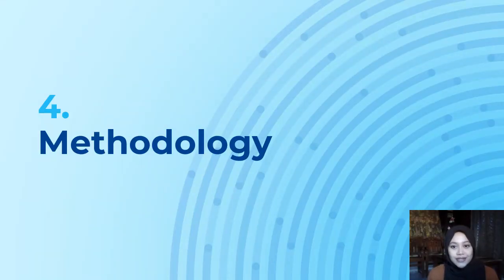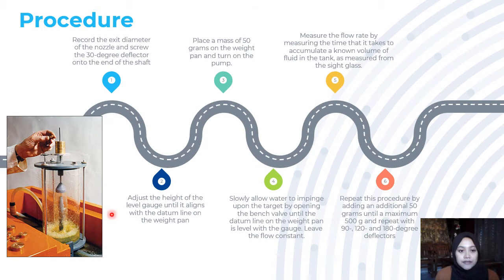Now let's see the methodology. The first step is to record the exit diameter of the nozzle, then screw in the 30-degree deflector, and adjust the height of the level gauge to align with the datum line on the weight pan. Third, place a mass of 50 grams on the weight pan and turn on the pipe, then slowly allow the water to impinge upon the target until the datum line of the weight pan is level with the gauge, and the flow will be left constant.